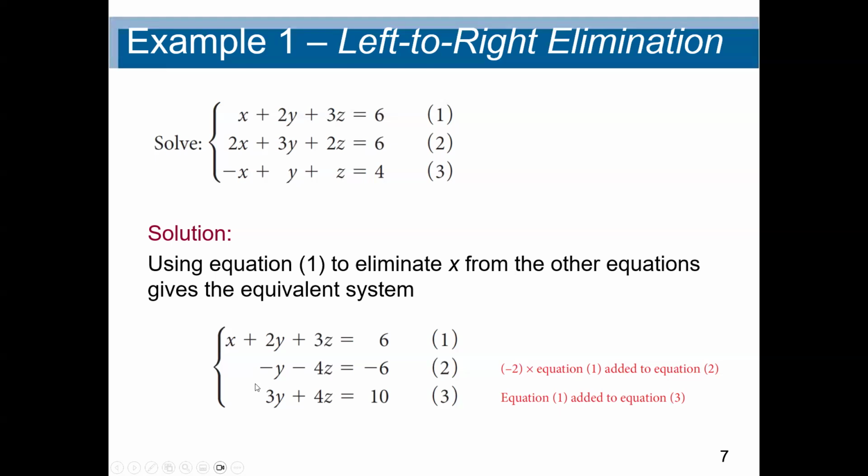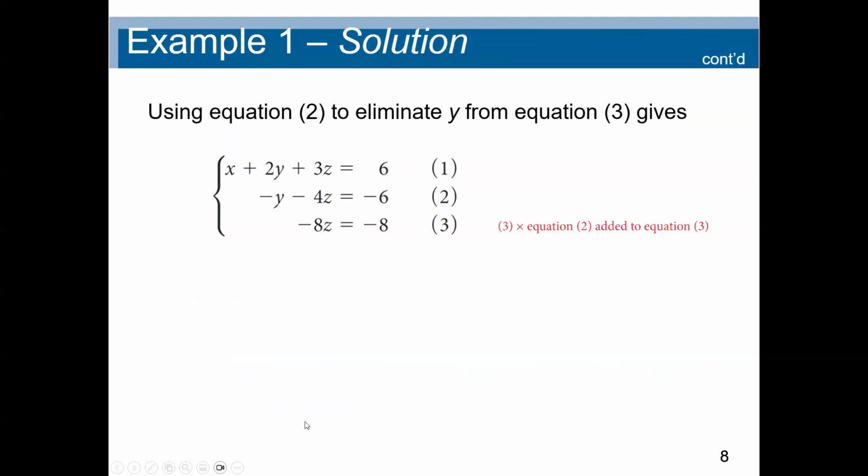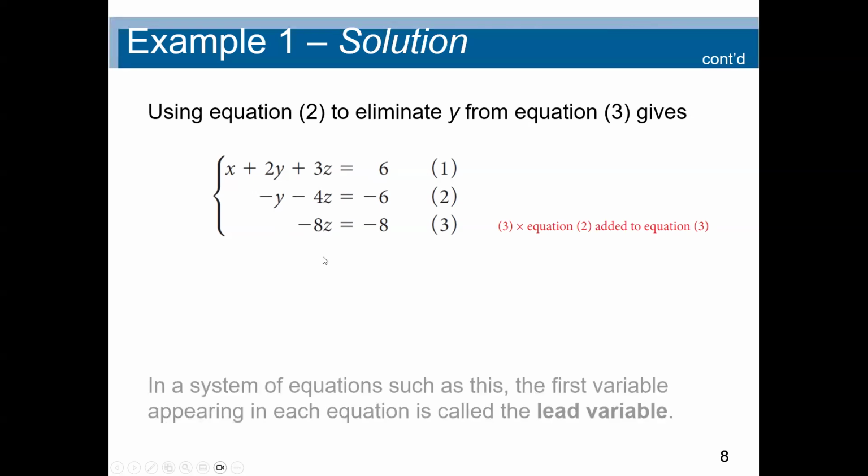Now the goal here is to get this 3y to 0y. And in order to do that, we say, okay, we should multiply 3 by equation 2, then we add it to equation 3, and that gives us the 0 here. So now we know the value of z. z will give us +1.